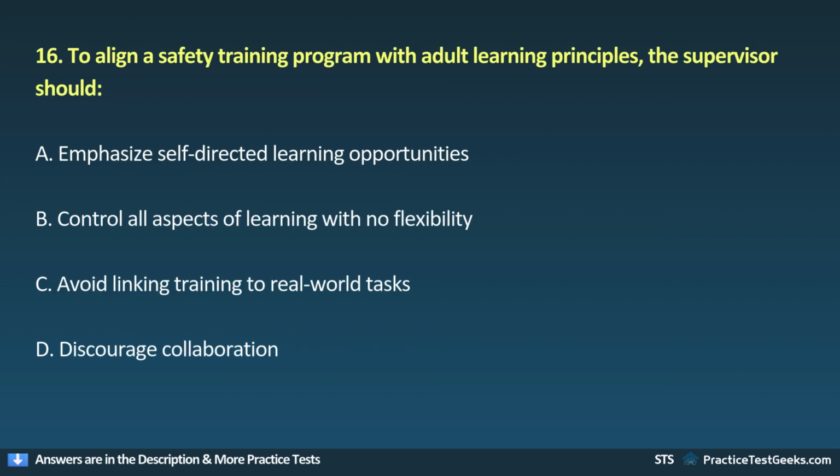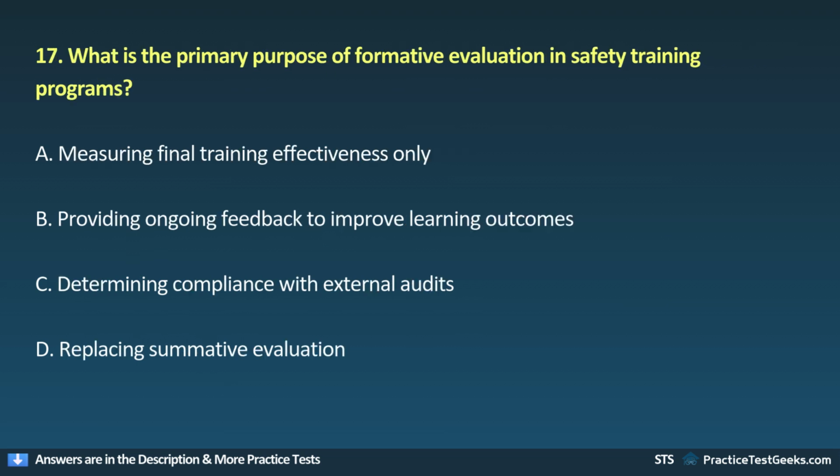16. To align a safety training program with adult learning principles, the supervisor should: A. Emphasize self-directed learning opportunities. B. Control all aspects of learning with no flexibility. C. Avoid linking training to real-world tasks. D. Discourage collaboration.